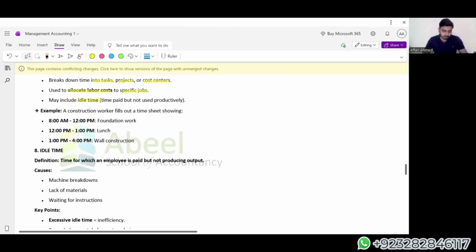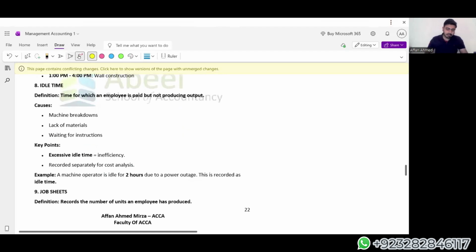Now, idle time. Idle time is time for which the employee is paid but not yet producing output. So machine breakdowns, lack of material, waiting for instructions, or any kind of idle time can be identified here. Idle time is a time where I am not working but I am getting paid for. If it is on the part of the management, then I have the right to get paid.